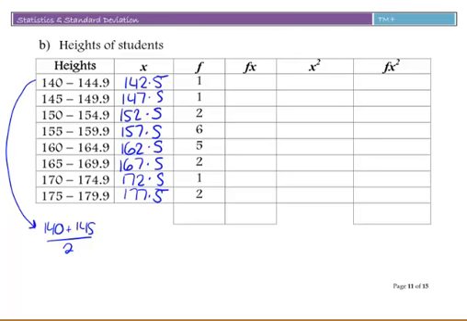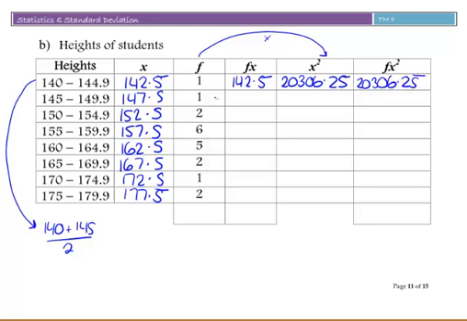Okay, so hopefully you've given it a go. I've just filled in all my x terms. Now I'm going to fill in my fx, and I'm just going to explain the first row so you can make sure what you've done is correct. So fx is the x times the f. So 142.5 times 1 is 142.5. x squared is 142.5 squared, which gives me a huge number. Then fx squared, so that's my f times my x squared. So 1 times that gives me the same thing.